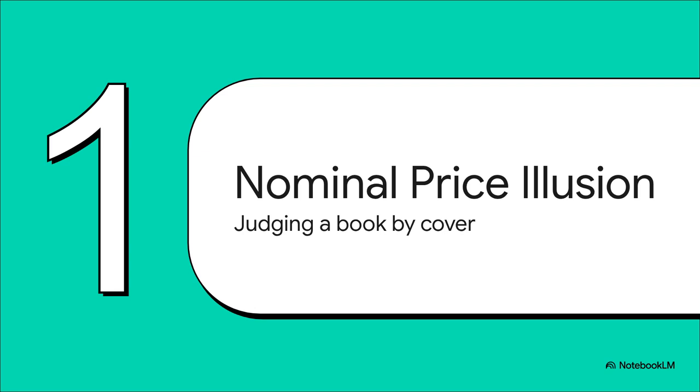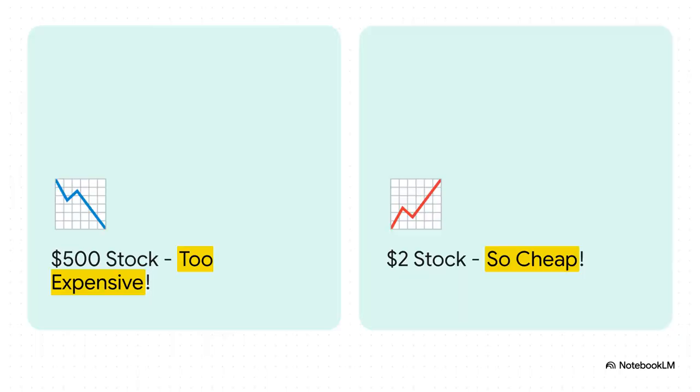This is all about judging a book by its cover. This is absolutely the biggest snare novice investors fall into. They judge a company entirely by its nominal price tag. Someone looks at a $500 stock and literally screams, "Oh, that's way too expensive." Right. And then they'll see a $2 stock and think, wow, so cheap. I'm going to buy 1,000 shares right now.